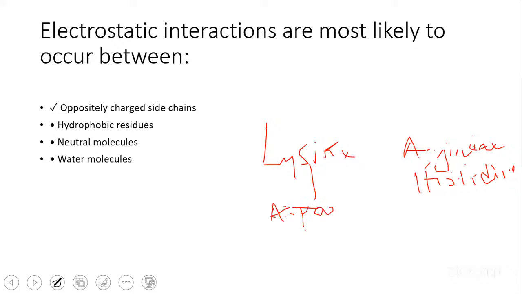So the interaction with aspartate or glutamate makes them interact, a kind of ionic interaction. So it's an interaction between oppositely charged side chains: arginine and glutamate, arginine and aspartate, lysine and aspartate, lysine and glutamate, and the rest.